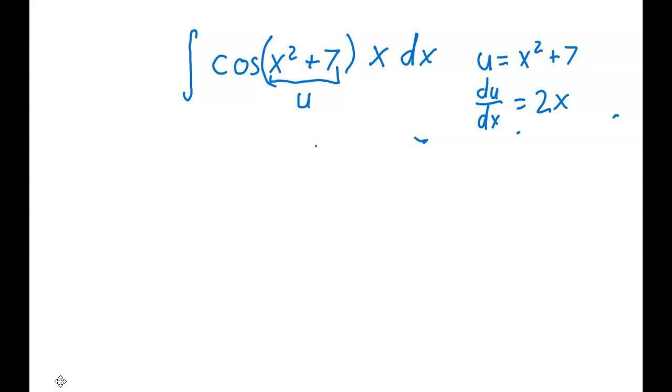Now, we're kind of close here. We don't have a 2x, we have an x. So what we're going to do is literally just put a 2 here. We're going to make this a 2x. And to balance that out, we're going to put a 1/2 on the outside.